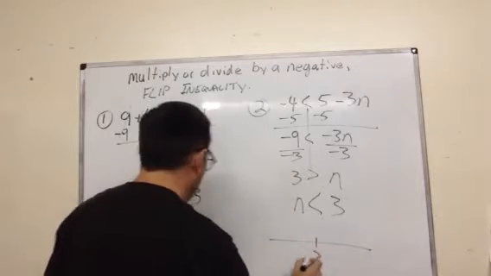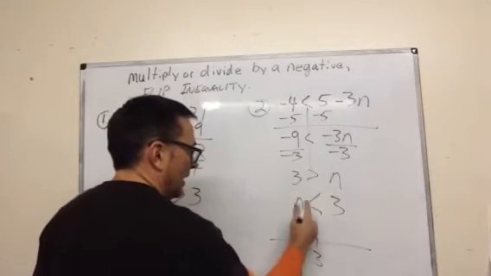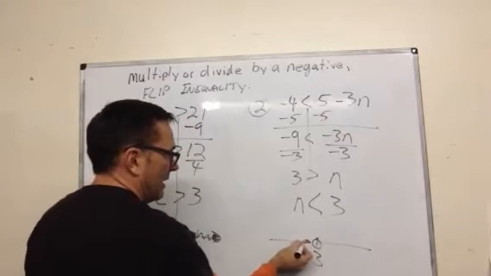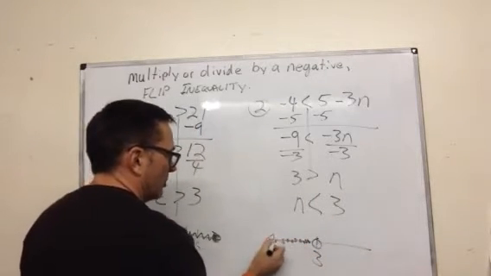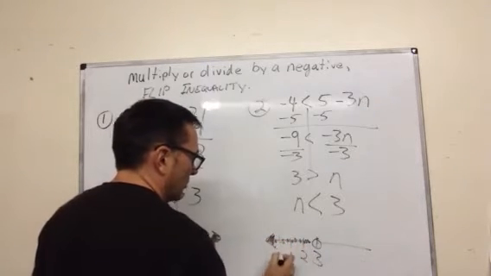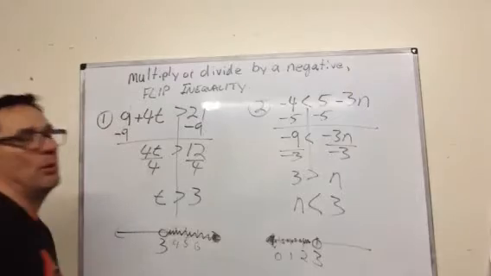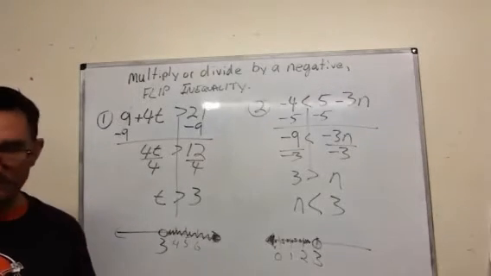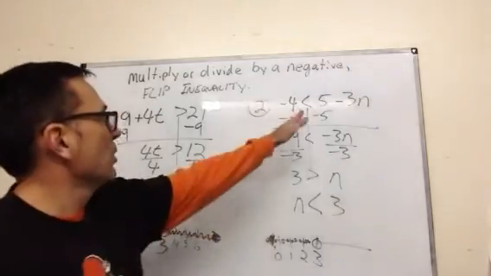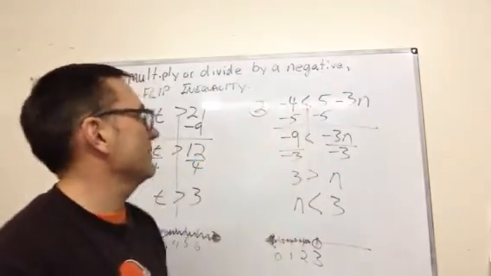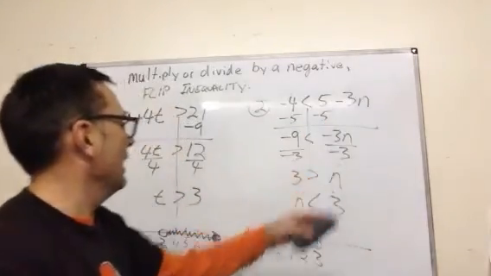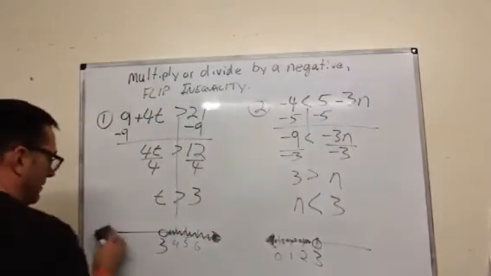So, at 3, again, it will be an open circle because it's just less than. Less than goes to the left. There are numbers smaller than 3. There's 2, there's 1, there's 0. All these numbers are smaller than 3. So again, in this one, we had to flip-flop this twice, because we divided by a negative and the variable was on the right-hand side.